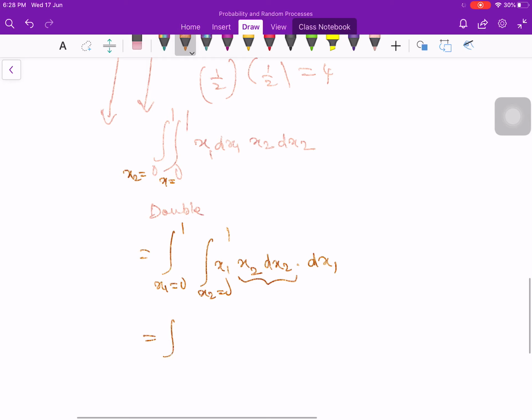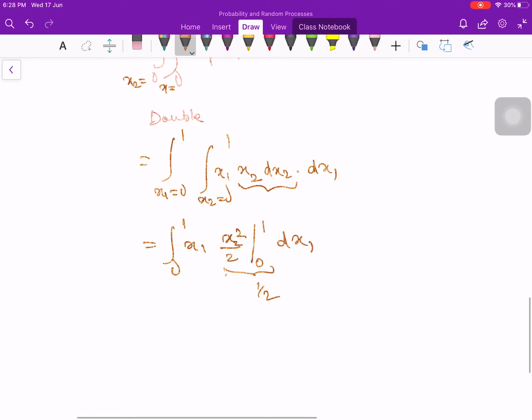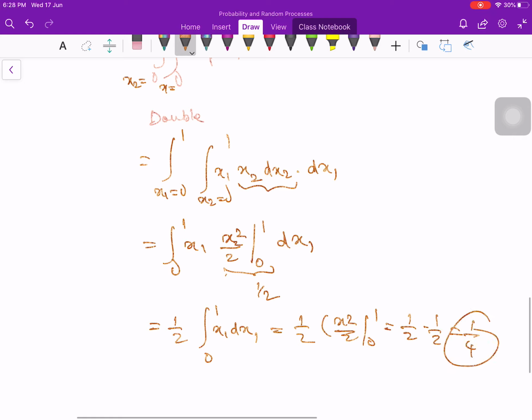So the integral from 0 to 1 of x1, times x2 squared by 2 with limits 0 to 1, dx1. This is again 1 over 2. So 1 over 2 times the integral of x1 dx1, which gives 1 by 4, the same answer. Therefore a product of two integrals can be written as a double integral, provided that you use two distinct variables in the double integral.